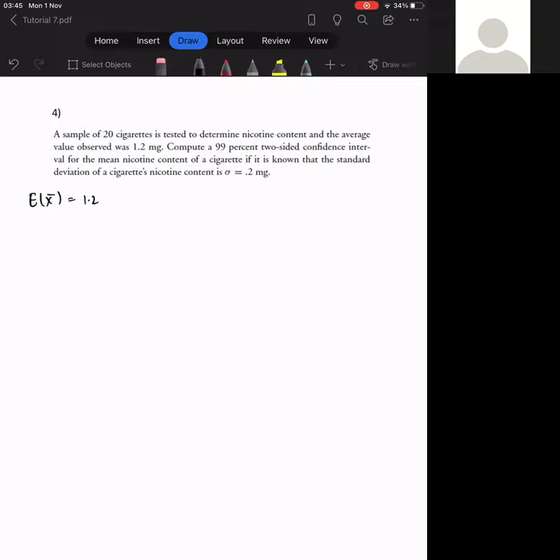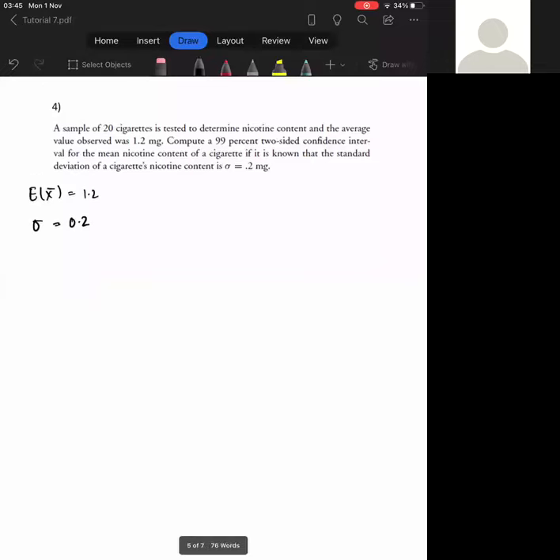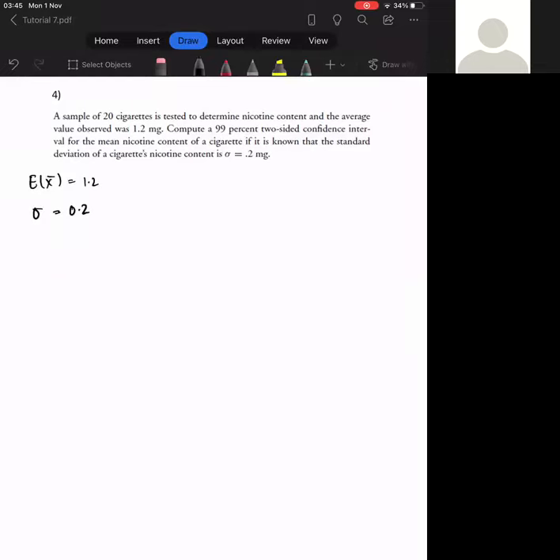Sigma, we know, is 0.2. In general, let's look at how confidence intervals are built. Our point estimate is x bar, with which we want to say something about mu. That's what we're trying to do, right? We want a confidence interval for the mean nicotine content of a cigarette. We have the sample mean. We want the true mean.